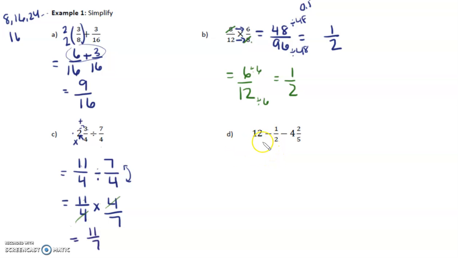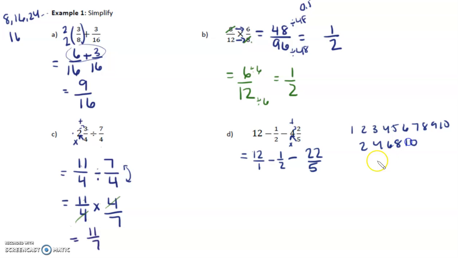Okay, and D, 12 minus 1/2 minus 4 2/5. Let's write all of these as fractions. So I get 12 over 1, minus 1/2, minus, 5 times 4 is 20, plus 2 is 22 over 5. Now, because we're adding and subtracting, we need a common denominator. We have 1, 2, and 5. The 1s are going to go with everything: 1, 2, 3, 4, 5, 6, 7, 8, 9, 10, all the way up. 2, 4, 6, 8, 10. 5, 10.